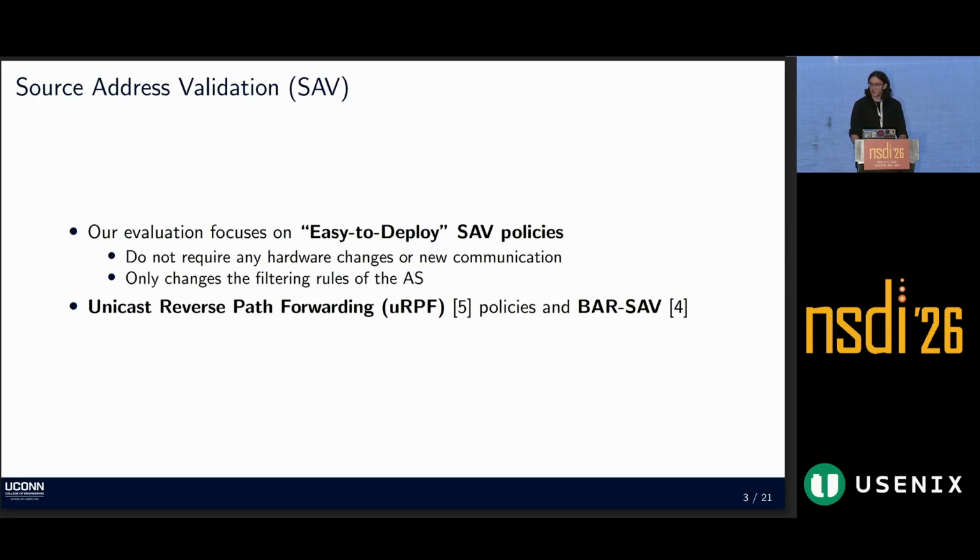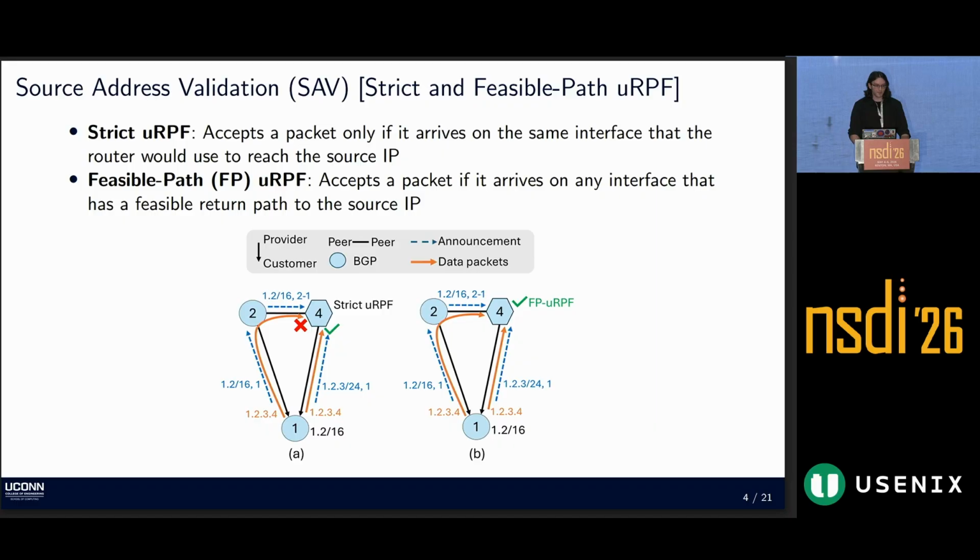This includes the unicast reverse path forwarding policies, or URPF policies, which are standardized by the IETF, as well as BAR-SAV, which is an internet draft in the SAV networking group. I will give a brief introduction to each of the SAV policies we evaluate in this work.